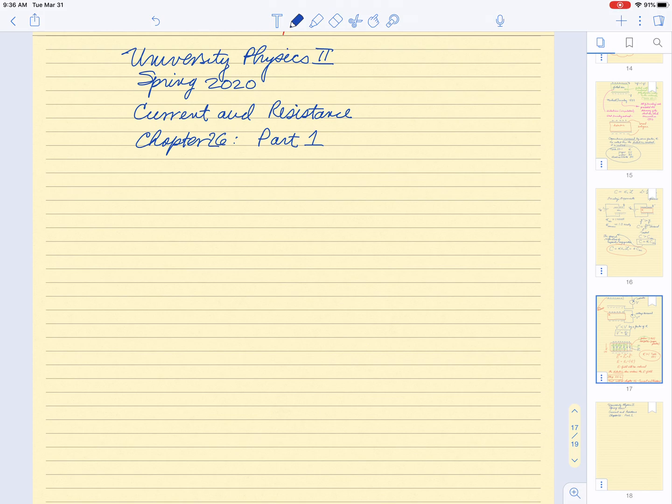So up until this point, we've dealt almost exclusively with charges that have not moved, except for just a brief discussion on how capacitors charge up. We've dealt with charges that basically are static. That's why we've called it electrostatics. So we're going to relieve that restriction now. We're going to look at charges that are in motion.